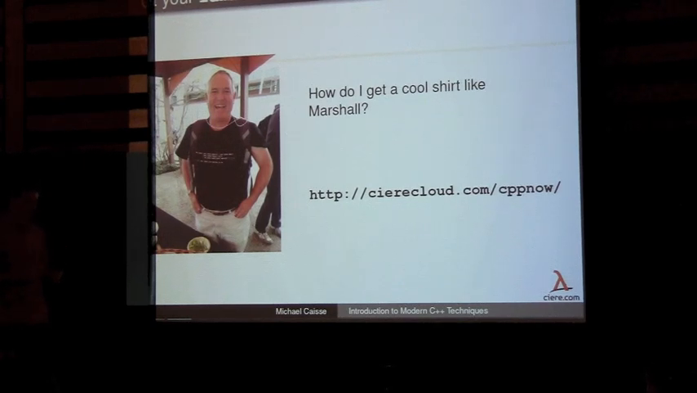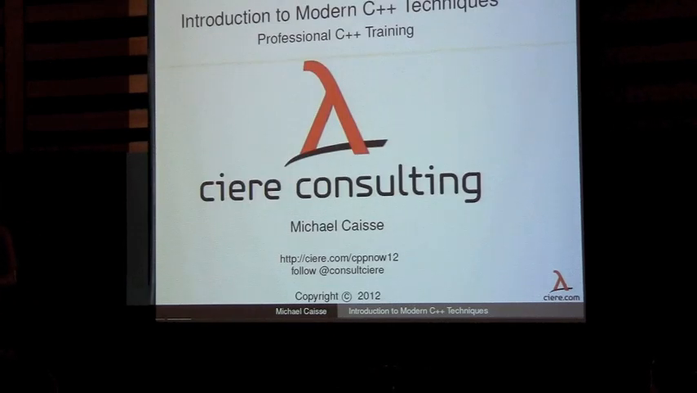Let's see, the first thing, my name's Michael Caisse, if we haven't met yet. I'm with Ciere Consulting. There've been a couple questions now, why our logo is a lambda, and it actually has nothing to do with my lambda talk. Ciere is a Latin word that means to set in motion or to conjure, and lambda for other engineering things is used as periods of motion, and so that's where it came from.